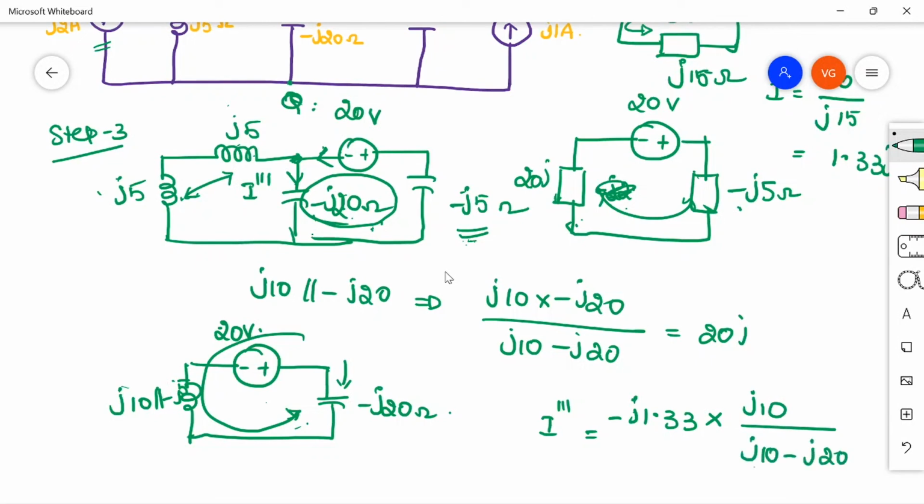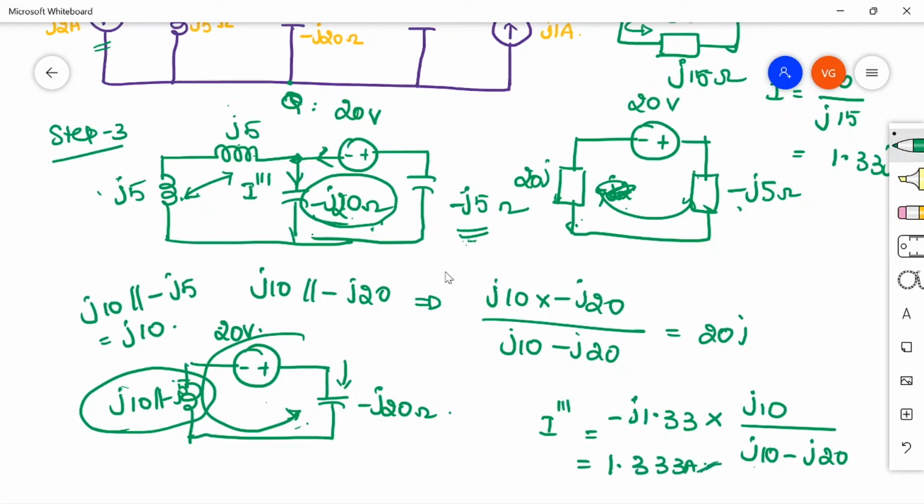This J10 is nothing but this one. J10 is in parallel with minus J5, so that is nothing but J10. So this you are getting. The current you are getting here is 1.33 ampere, but the direction is different here. The direction is in the opposite direction, so that is J 1.33 ampere you are getting here.